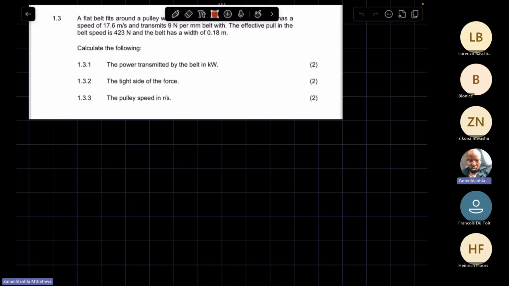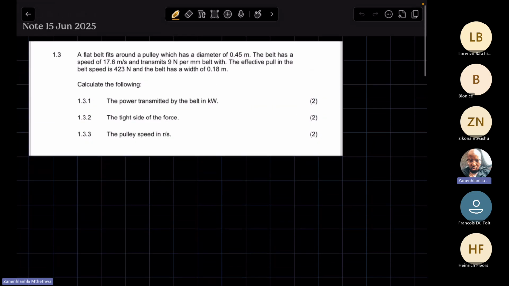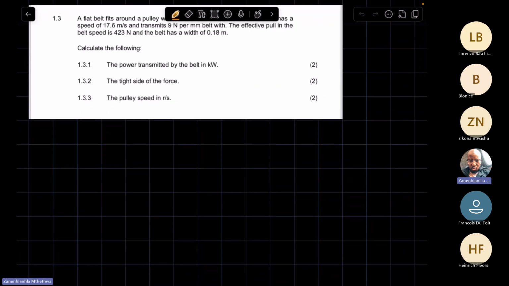Now, for engineering science, we don't necessarily cover the whole of belt drives. Under our syllabus for engineering science N3, we don't cover the entirety of belt drives. We only look at a few concepts under belt drives. Now, under belt drives, this is what we are going to look at.